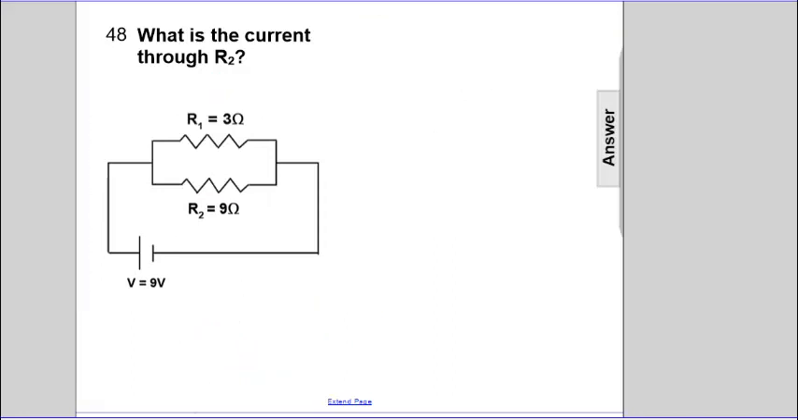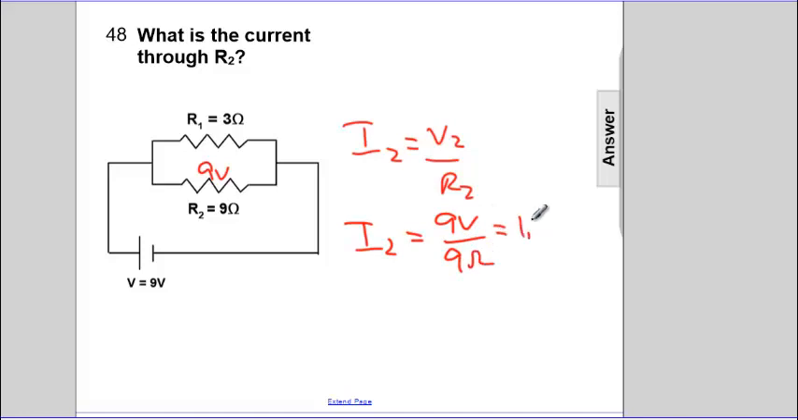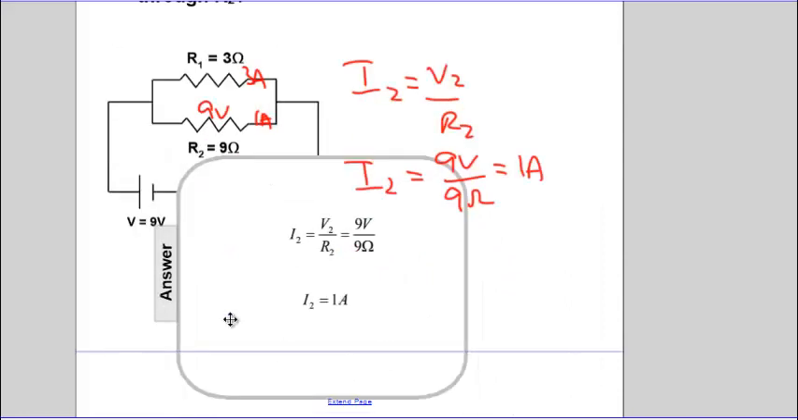What is the current through R2? We still know that the voltage across R2 is 9 volts because you come up 9, you come down through 9. So I2 is V2 over R2. I2 will be V2, 9 volts, over 9 ohms. You get 1 amp. So if we go back, you get 3 amps in the top one, and 1 amp in the bottom one. You get triple the resistance, you get 1/3 of the current. So we go from 3 ohms to 9 ohms. We've tripled the resistance, we have to third the current to keep the voltage the same.